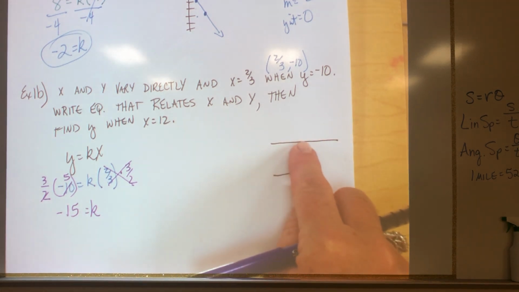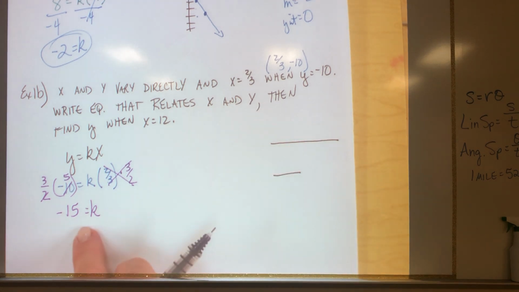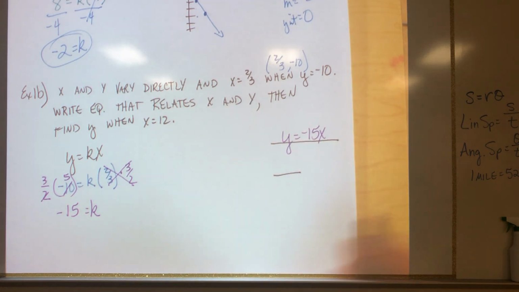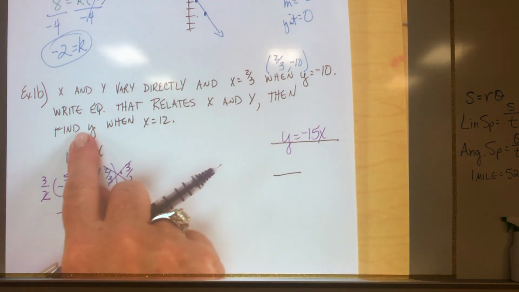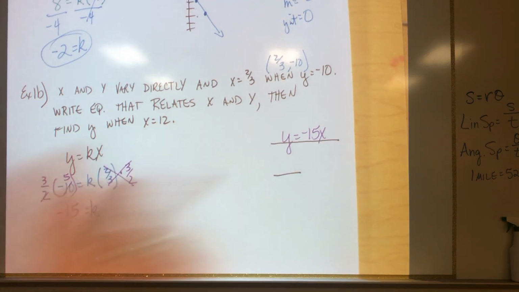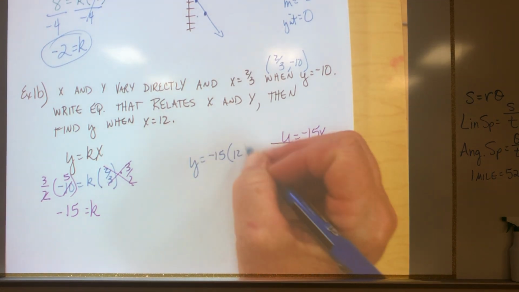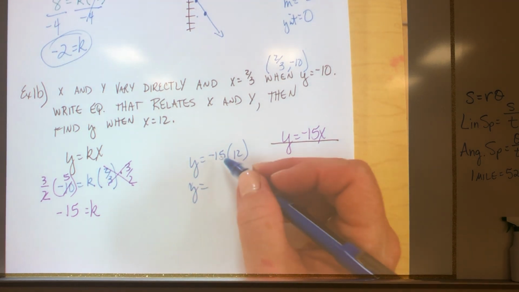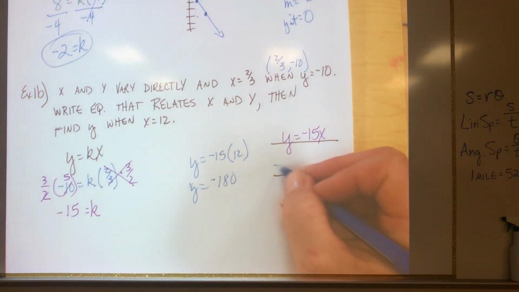Here's what they're gonna write in this blank right here. K equals -15. No. People, is that an equation that relates x and y? It doesn't even have an x and y. Okay, what's my equation? Y equals -15x. Perfect. And now I'm gonna use this equation, right? Because it says then find y when x is 12. Okay, so y is equal to -15 times 12. Y is equal to, well, 10 times 15 is 150. 2 times 15 is 30, and 150 and 30 is 180, so -180.